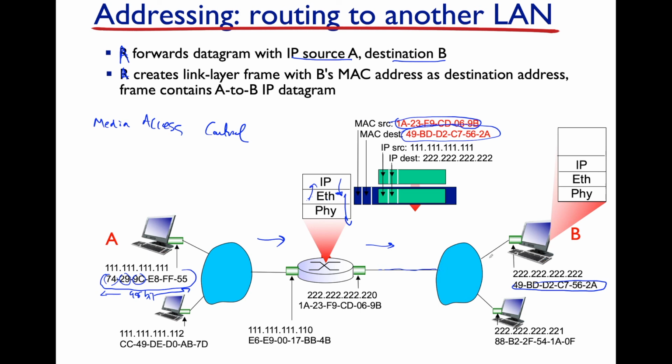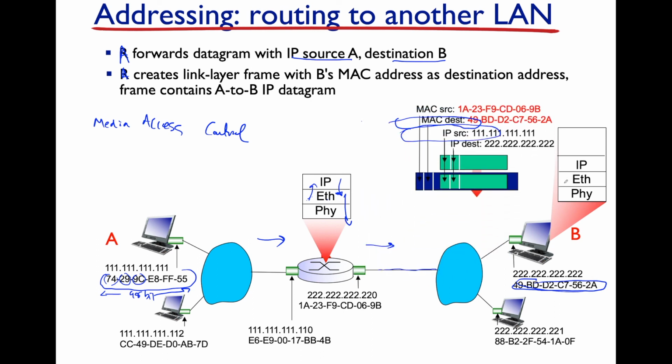B sees the destination MAC address matches its own, so it takes that frame, pulls it up into its physical layer, strips out that datagram, sends it to its IP layer, and then it delivers that to the transport layer, which then gets it to the application layer, and that frame is now sent.